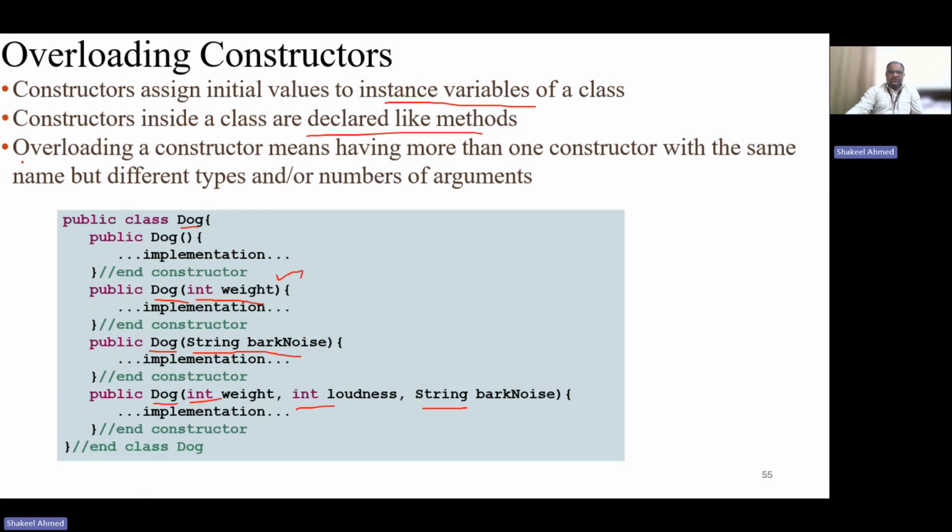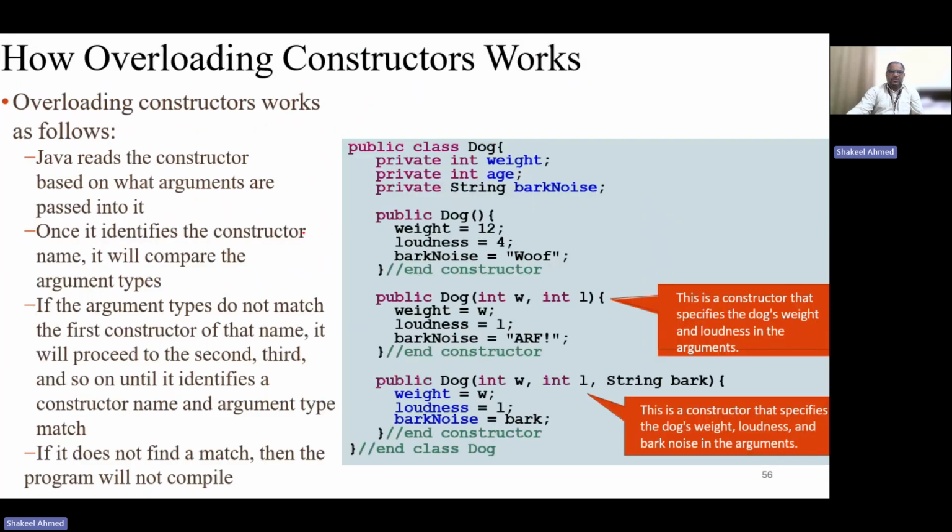Overloading constructors. So the concept that we call here is overloading, where the method names will be the same, but their parameters will be different. It means having more than one constructor with the same name, but with different types and/or numbers of arguments. So how do we use this overloaded constructor method?